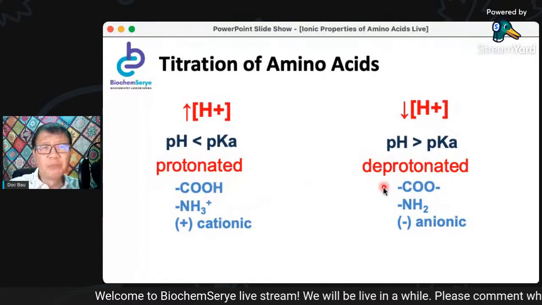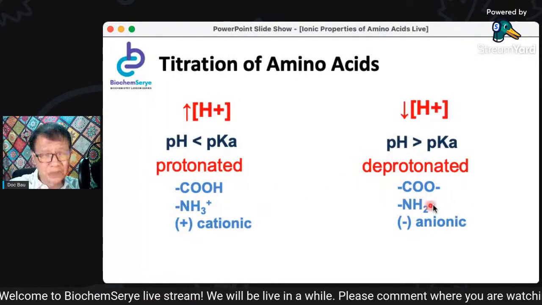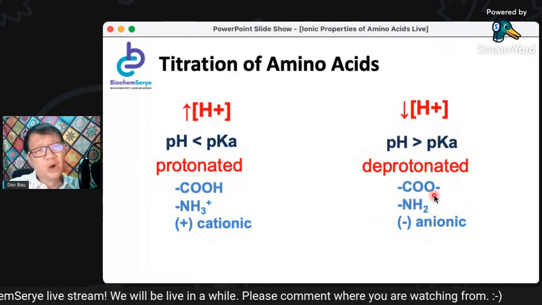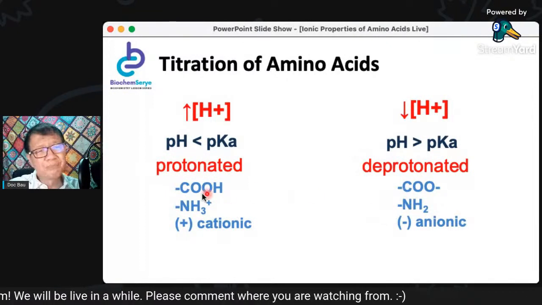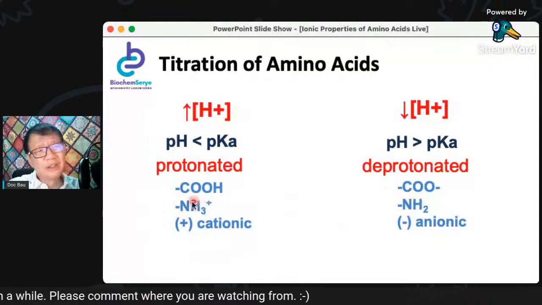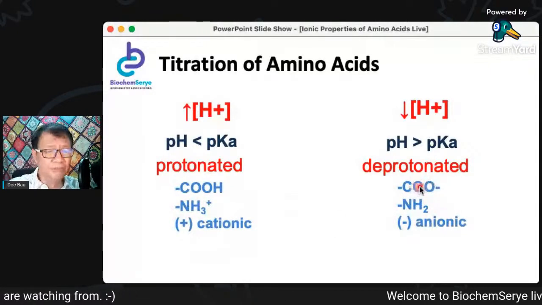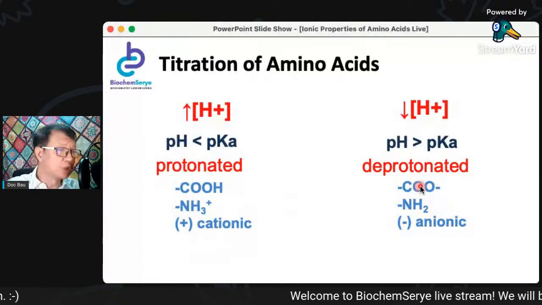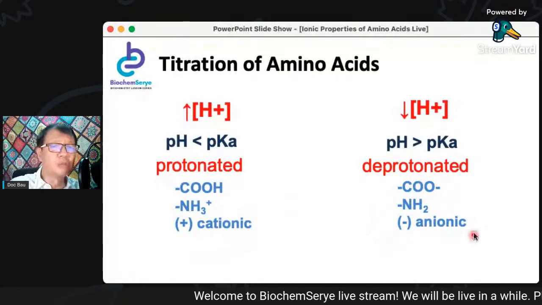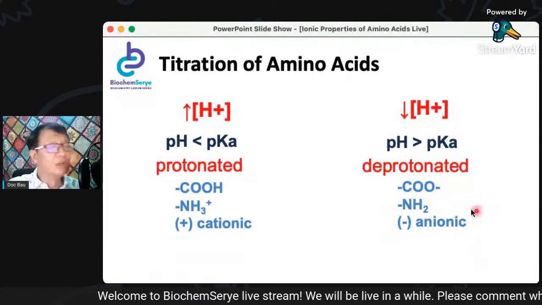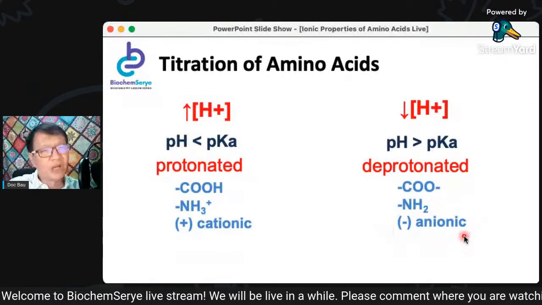Your carboxyl group will now be carboxylate, COO negative, and your ammonium, although it's basic, will have to let go of its hydrogen ion. So the overall charge, when you put the two functional groups together, if you only have two functional groups, is anionic. It will now migrate to your anode.